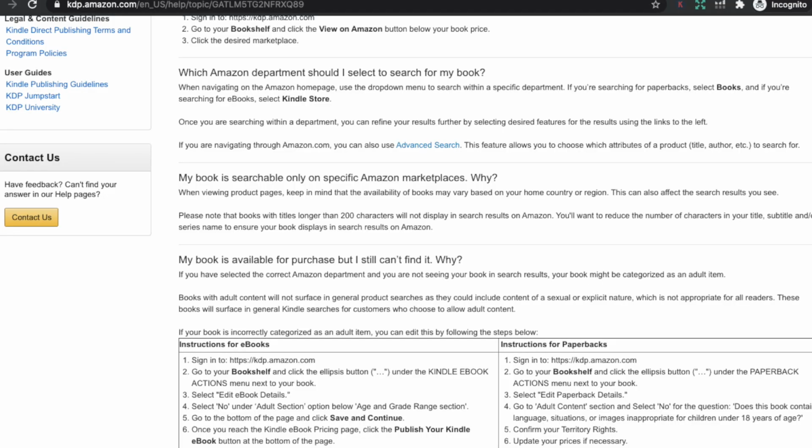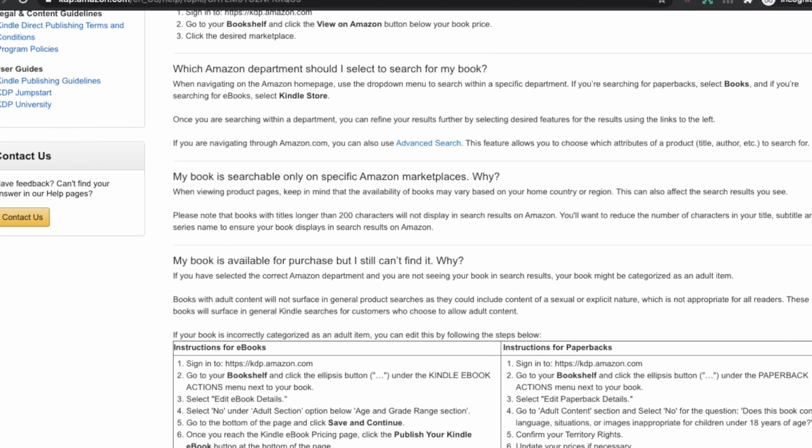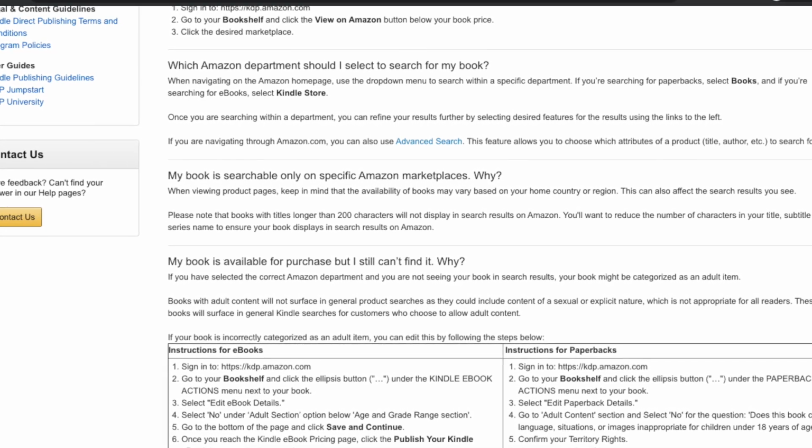They also like shorter titles over long ones, as according to Amazon, readers tend to skip past titles that are more than 60 characters in length. In fact, keep in mind that Amazon only allows 200 characters in total for both the title and the subtitle. And actually, on the Amazon website, it states, books with titles longer than 200 characters will not display in search results in Amazon.